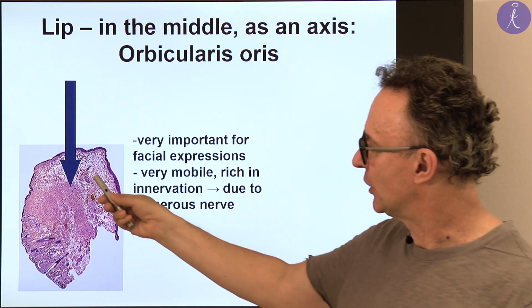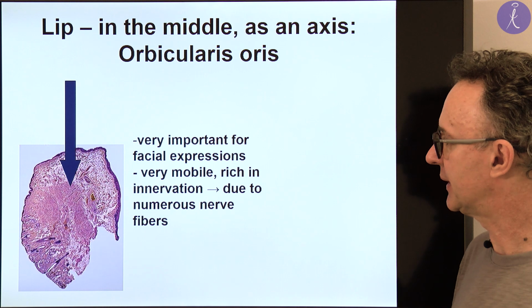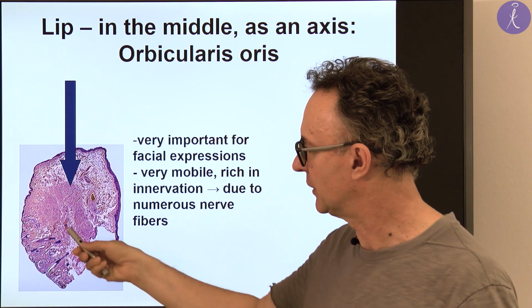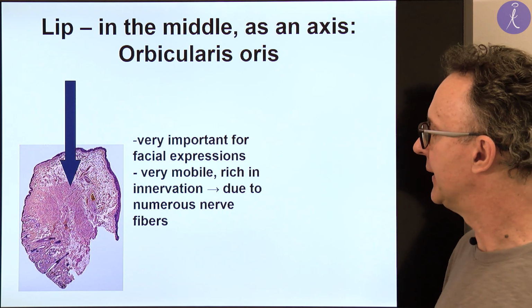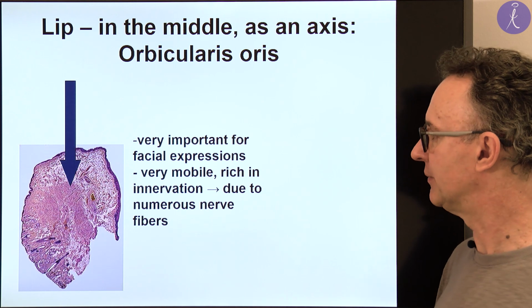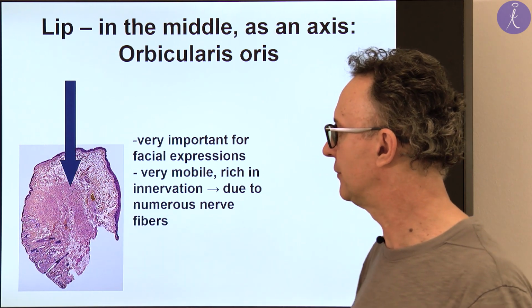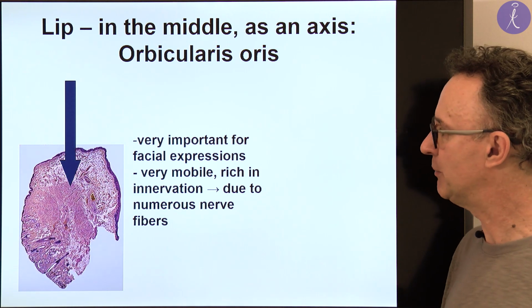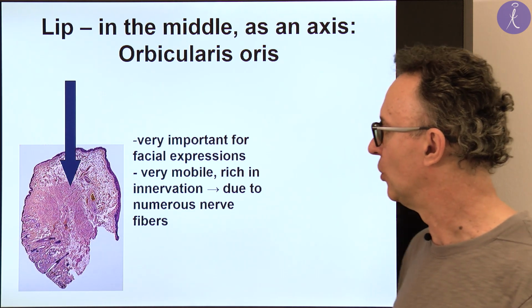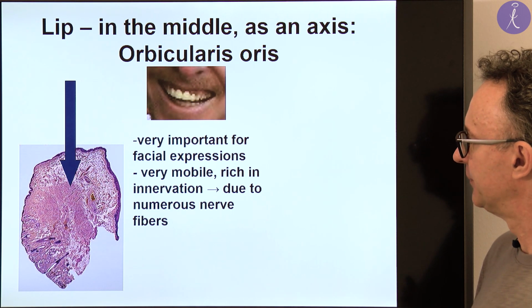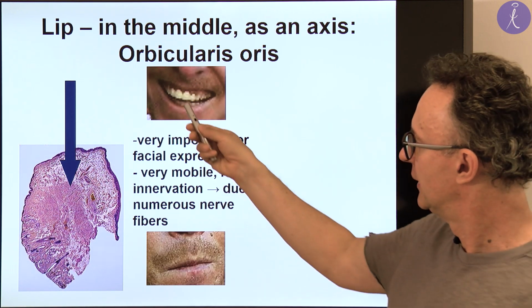The lip in the core has a very important skeletal muscle called Orbicularis oris. This is typical for this slide. And this is also very well innervated, and this is the other reason why we see several peripheral nerves in cross-section. And we are able to express our feelings or gestures, and you see here two shapes.